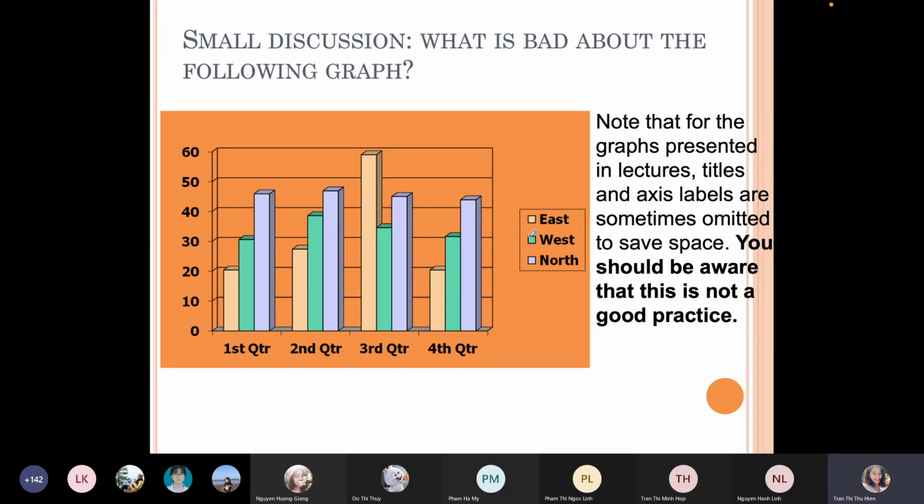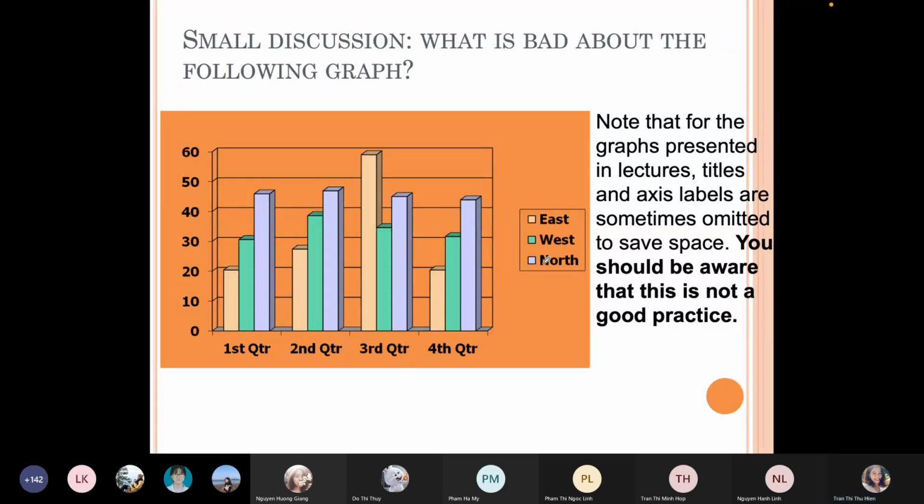What is bad about the following graph? How many variables are in here? When you look at the graph, how many variables? Two. For the vertical axis, it is the number for some things, and for the horizontal axis, it is first quartile, second, third, and fourth. And for each color, it is the areas, right?